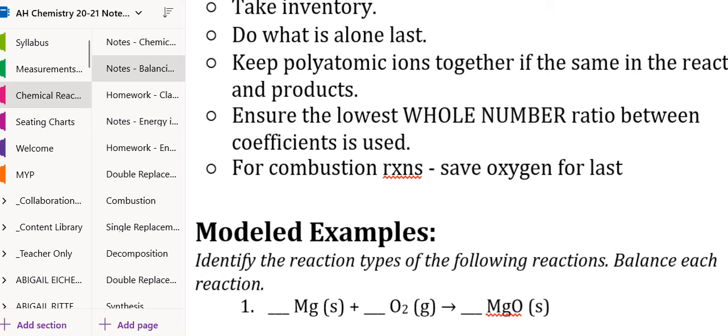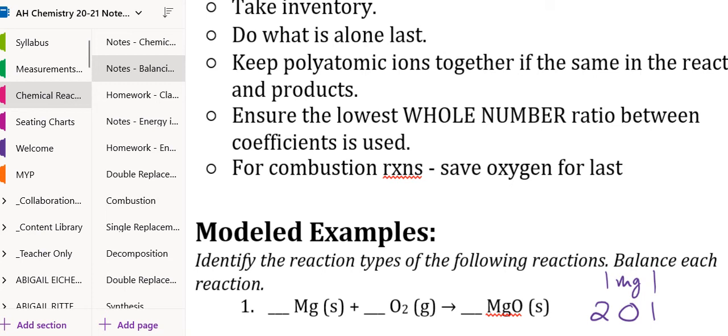Okay, so let's look at this one. So how many magnesiums right now, the way it's written, do I have in my reactants? 1. And how many magnesiums in my products right now, the way it's written? 1. In my reactants, how many oxygens do I have right now? 2, right? And how many in my products? 1.